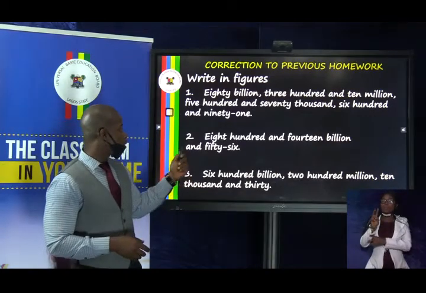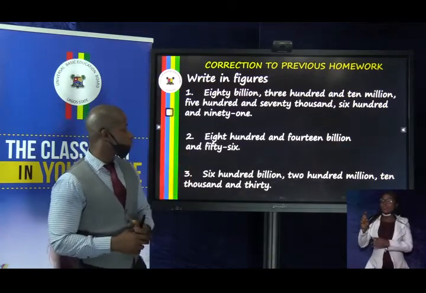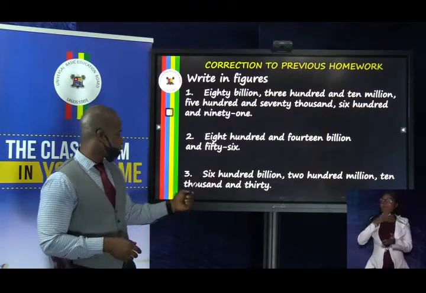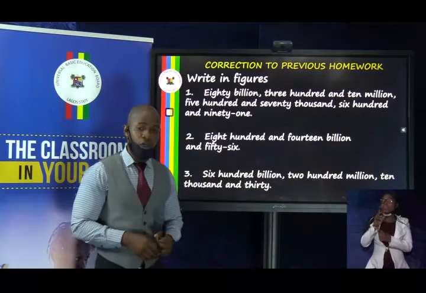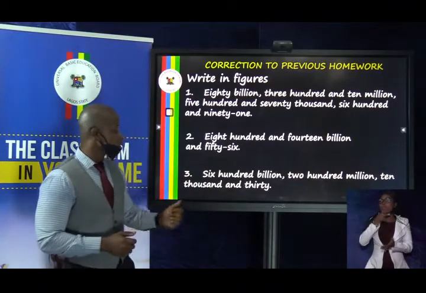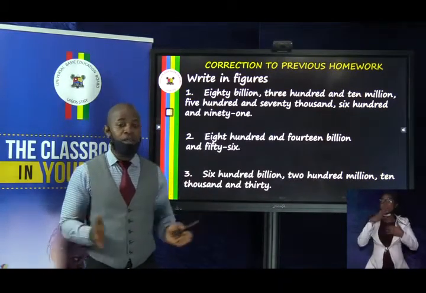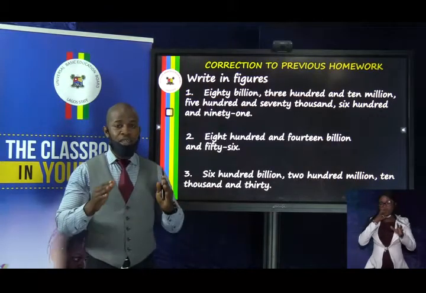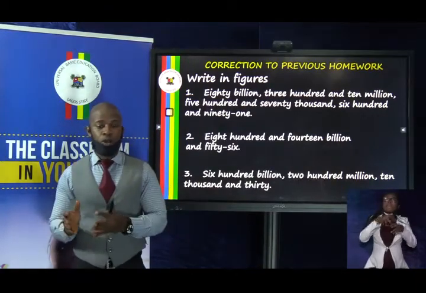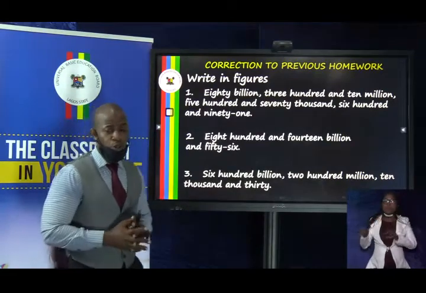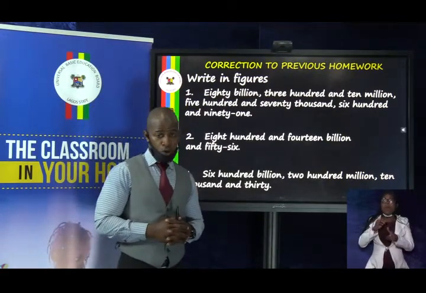80,310,570,691, that's number one. Number two says 814 billion and 56. And number three says 600 billion, 200 million, 10,000 and 30. Now, all you have to do is to identify the largest place value and then build spaces for all the other place values, regardless of whether you're going to put a number underneath them or not.